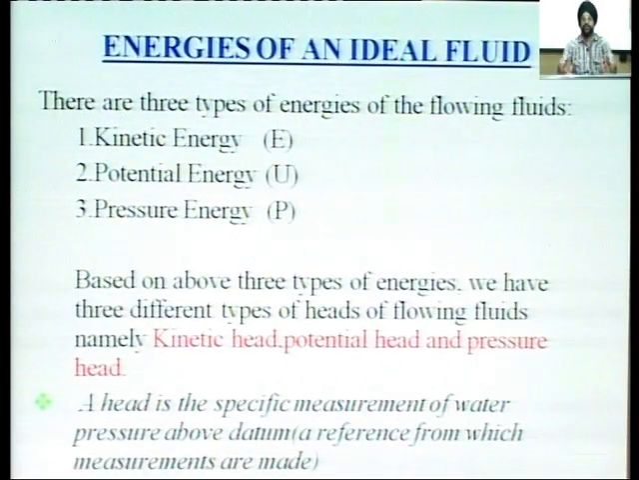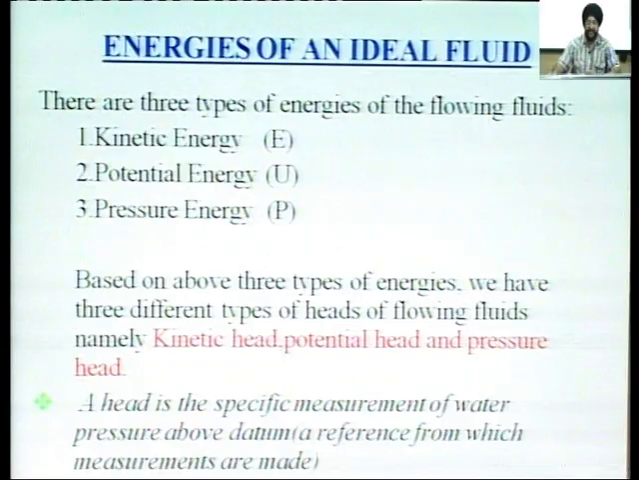Now look at the energies of an ideal fluid. We have three types of energies: the kinetic energy denoted by capital E, potential energy denoted by capital U, and pressure energy P. Based on these three types of energies, we have three different types of heads: kinetic head, potential head and pressure head.